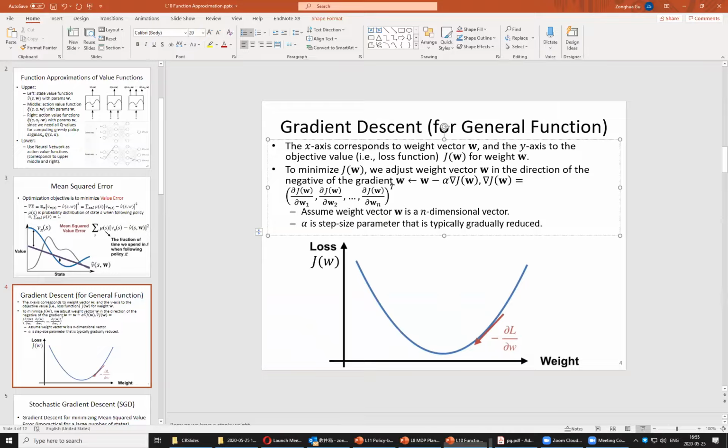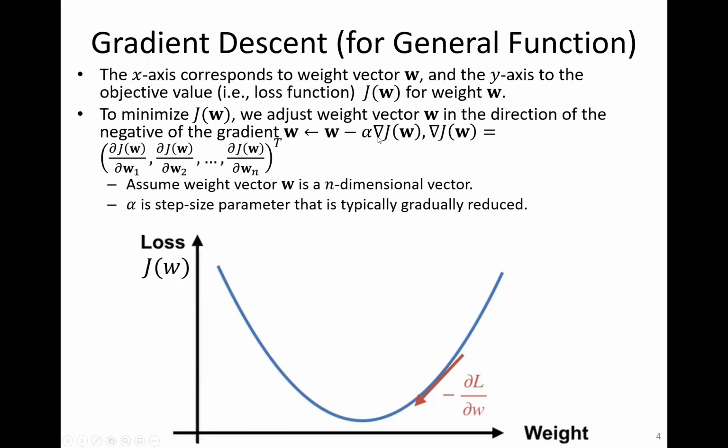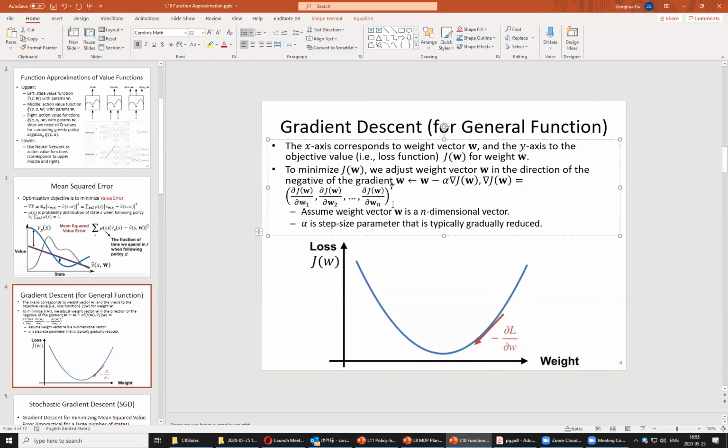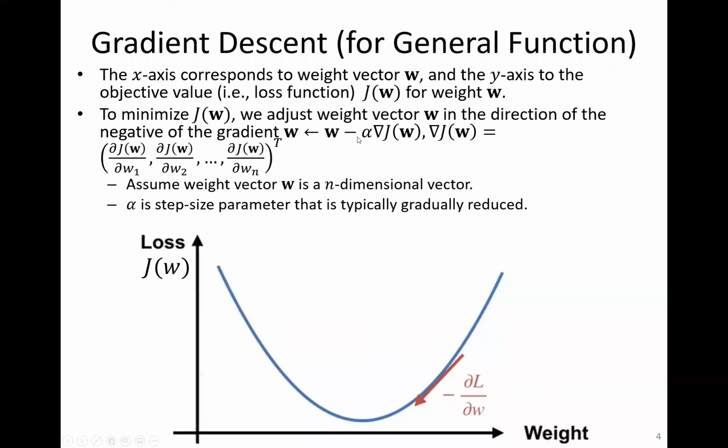Every time you follow the gradient, where the gradient symbol here represents a vector of partial J over partial w1, partial J over partial w2. The w1, w2 are not vectors. These are elements of the weight vector. And alpha is the step size parameter. Typically, it's gradually reduced as you run the gradient descent.